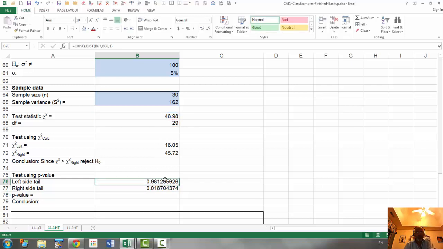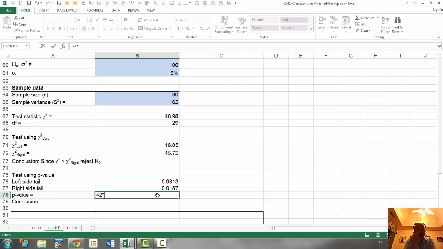Of course the right side and the left side tail will sum to 1, so we could have done simply 1 minus that, and that would also work. And the p-value is 2 times, since this is a two-tailed test, the minimum of these two, and this way we will have the p-value correctly computed. So you have to do it in this fashion.